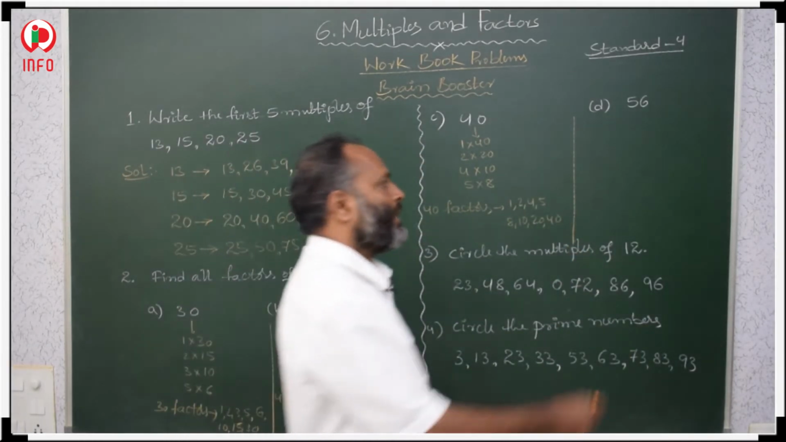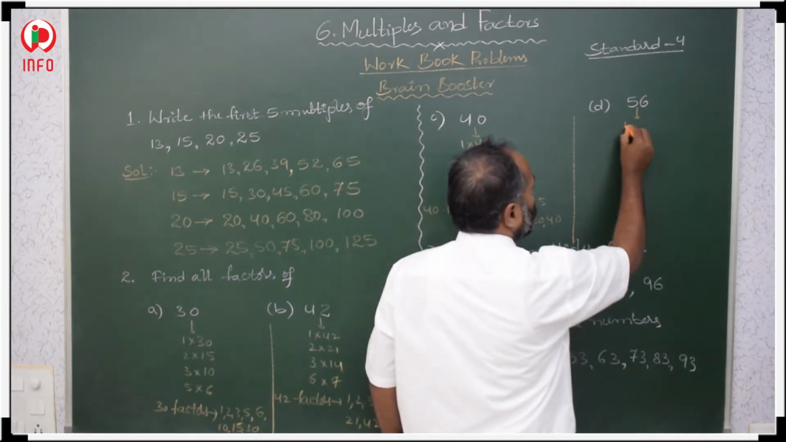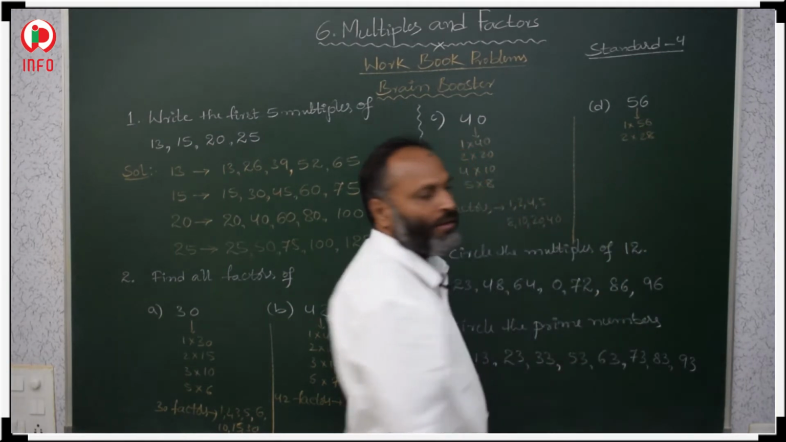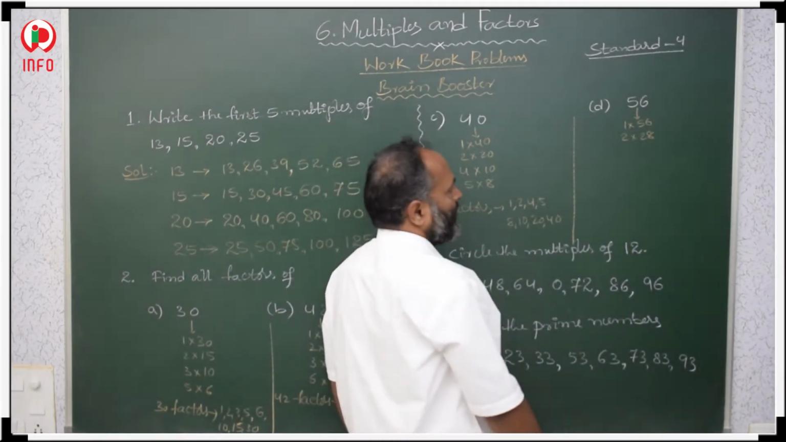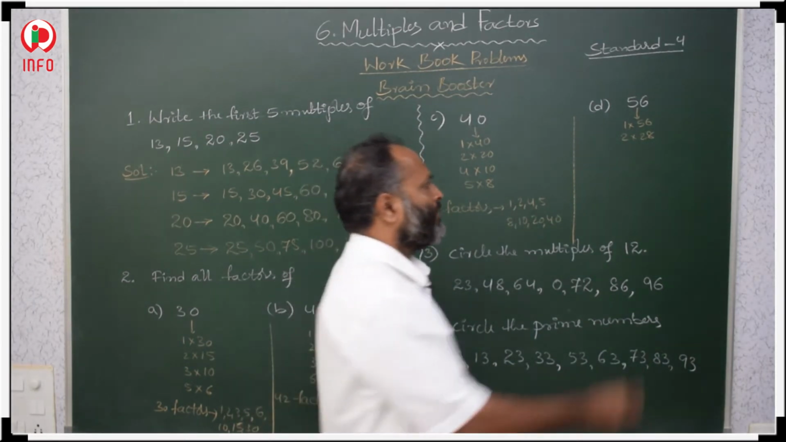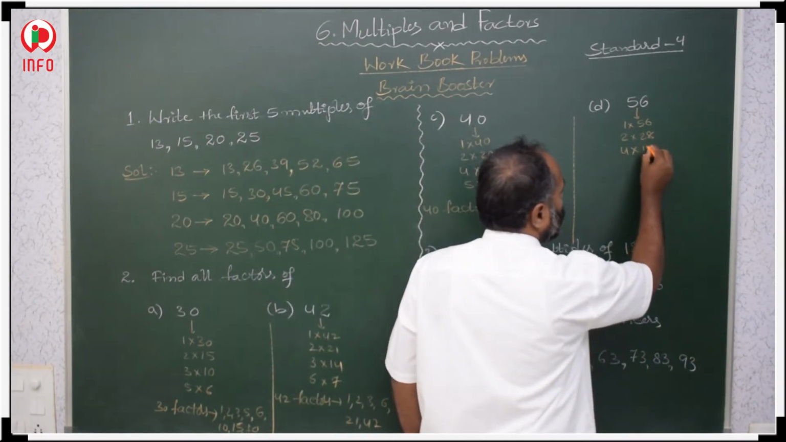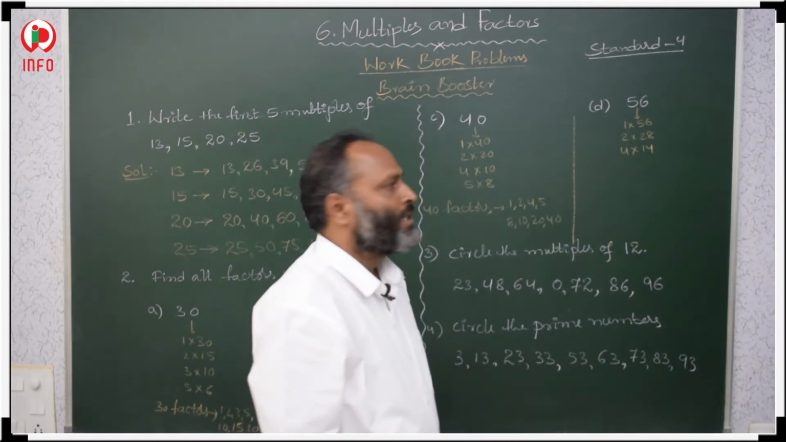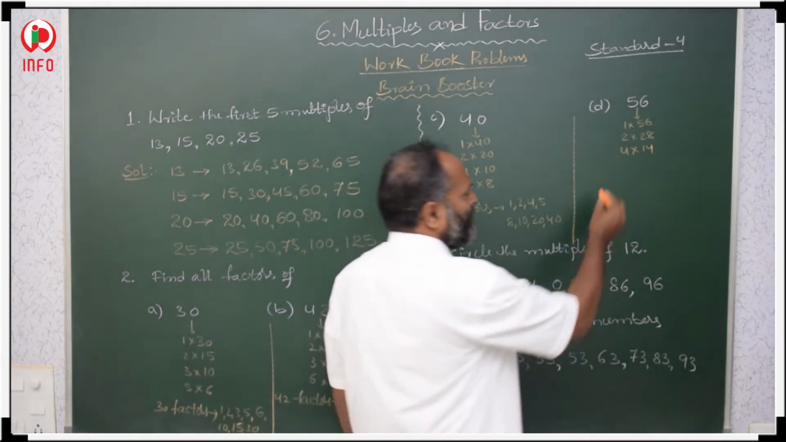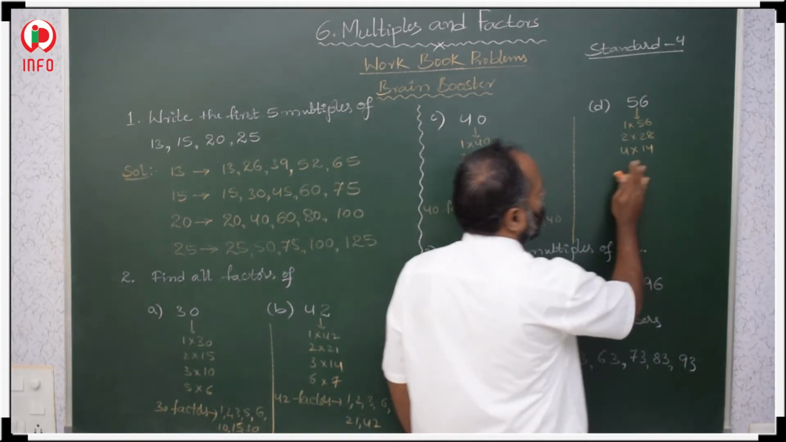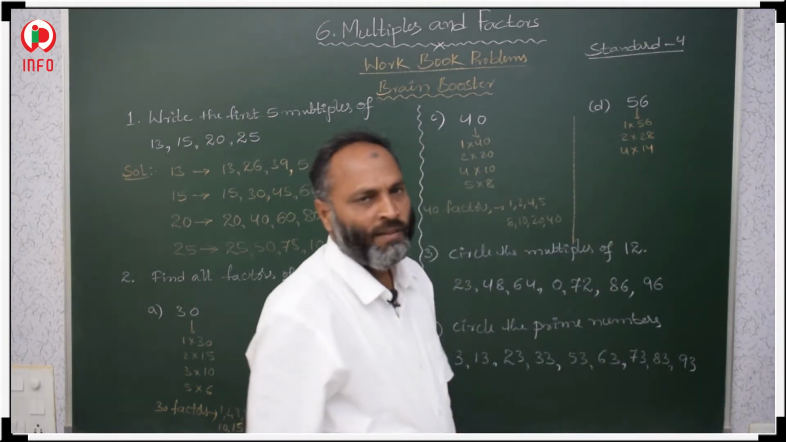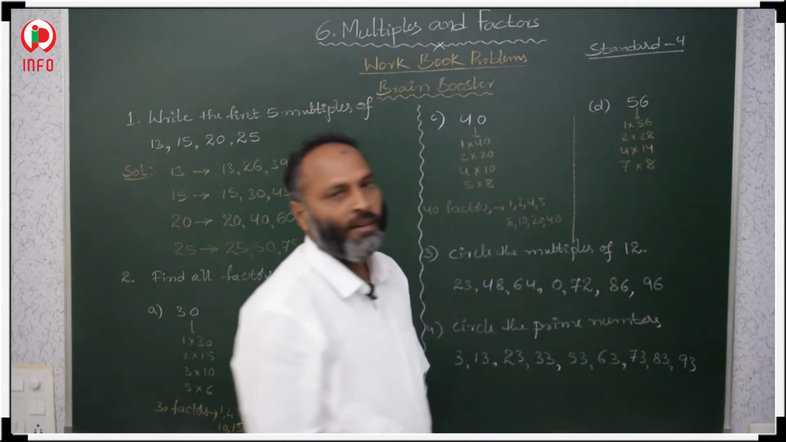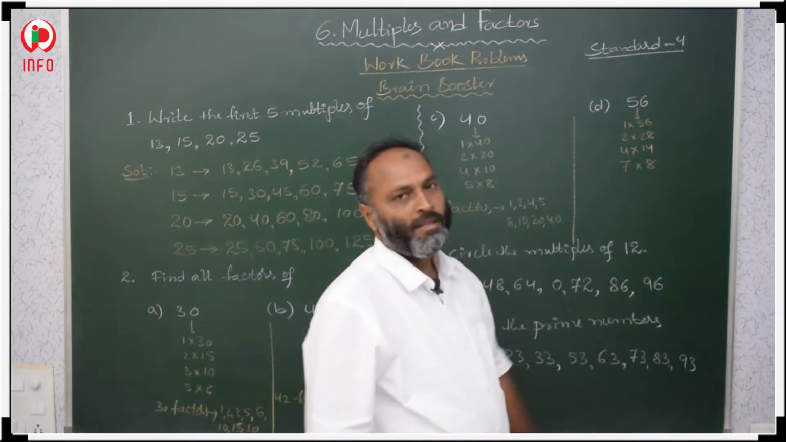Next, 56 factors. First, 1 times 56 is 56, 2 times 28 is 56. In the 3 table it won't go. In the 4 table, 4 times 14 is 56. Then the 5 table, it won't go. In the 6 table, 6 times 8 is 48, 6 times 9 is 54. Then in the 7 table, 7 times 8 is 56, and after that in the 8 table, 8 times 7 repeats, so don't take it.